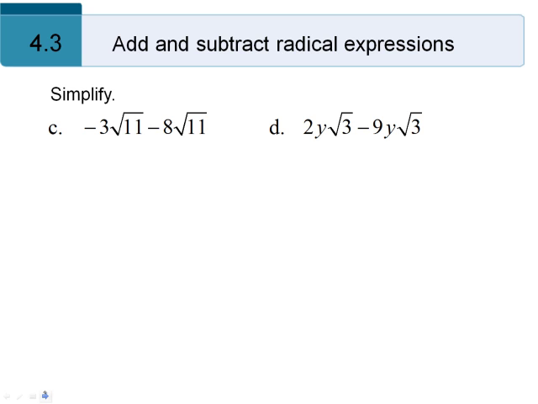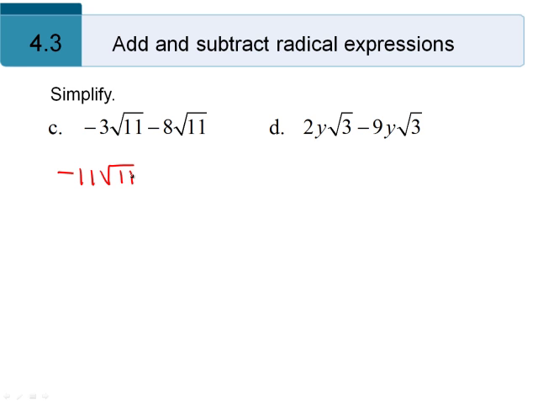All right. Letter C. We have negative 3 square root of 11 minus 8 square root of 11. Okay, so again, we both have like radicals there, square root of 11. So we combine the coefficients out front, negative 3 and negative 8. You would add and get negative 11 square root of 11. And that would be your answer there.